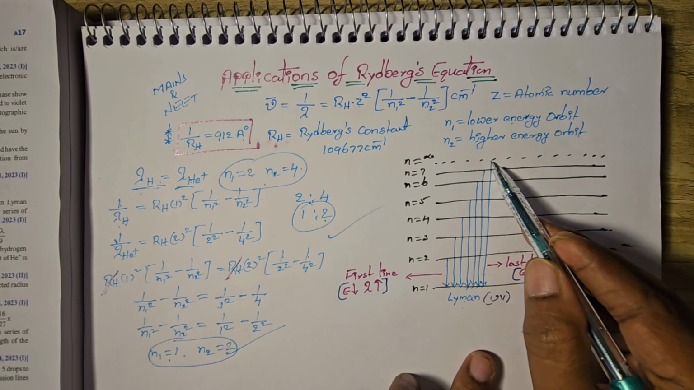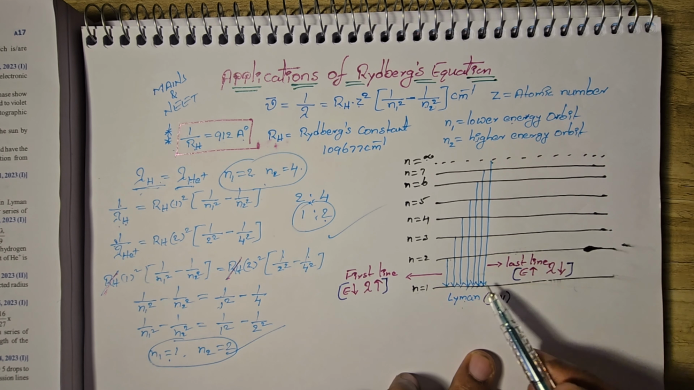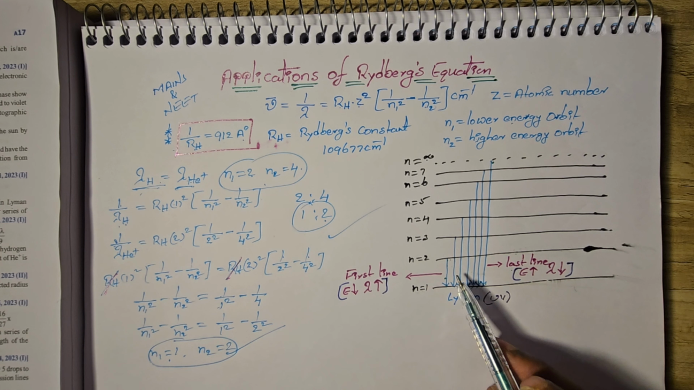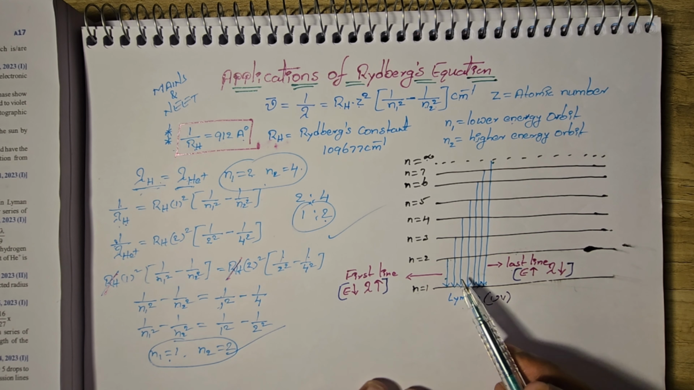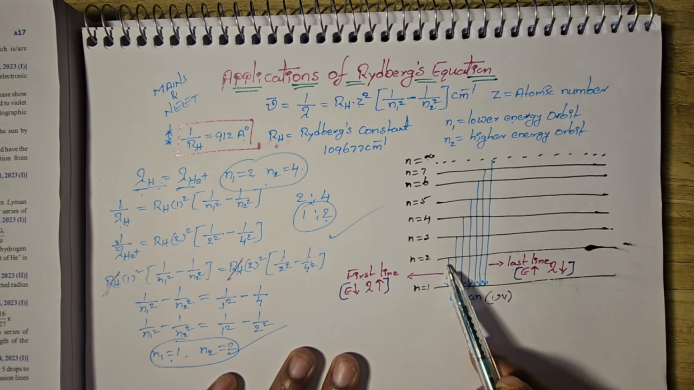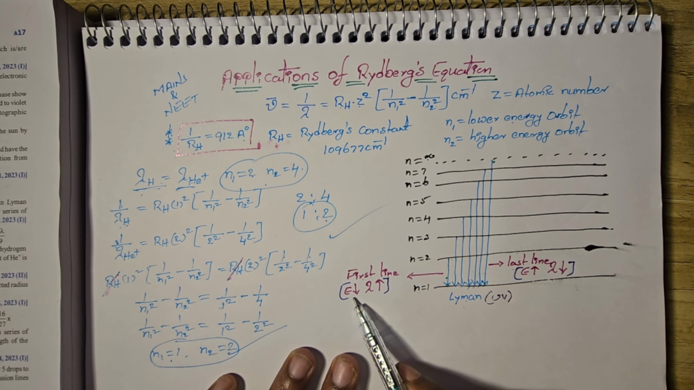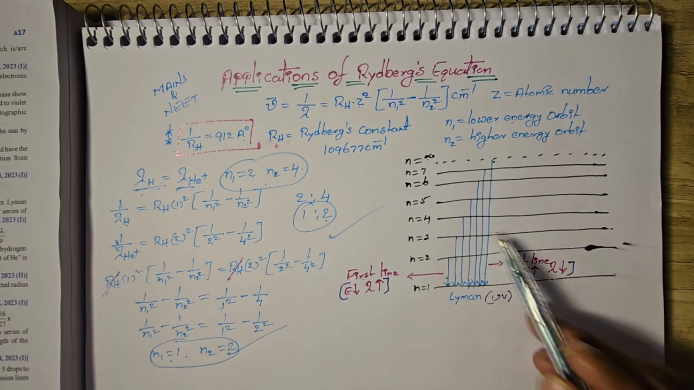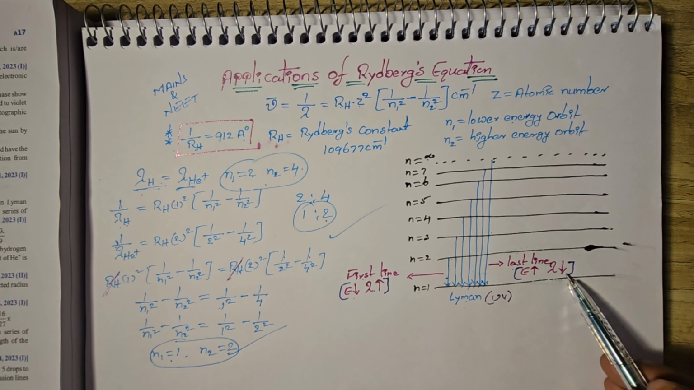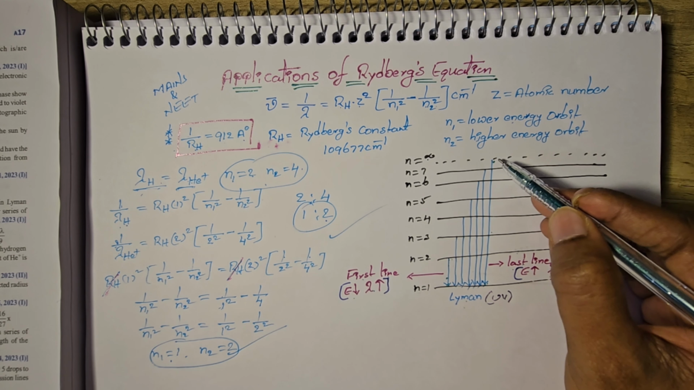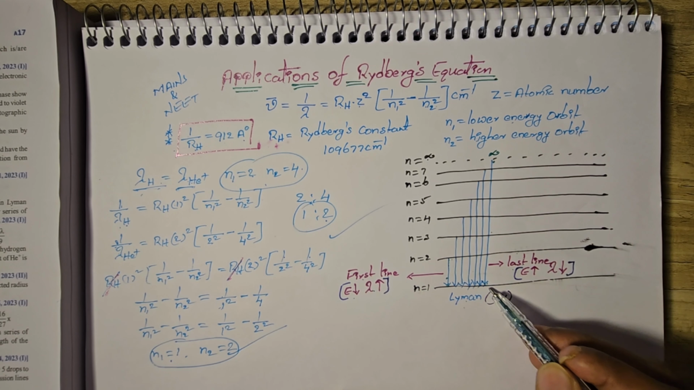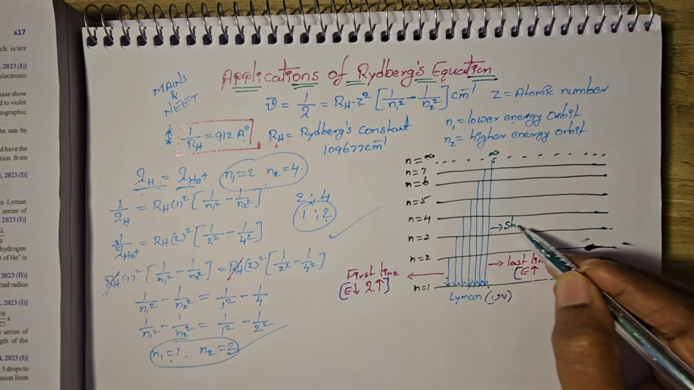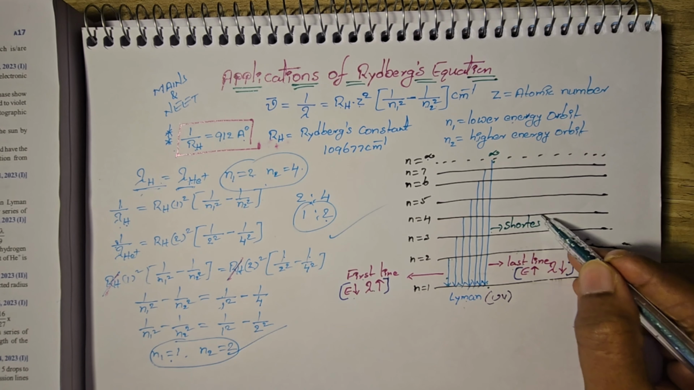The line that comes from the infinite orbit is the last line. Here this is the first line. This is the Lyman series, and the question is based on the Lyman series. For the first line, the energy gap is less, and energy gap less means wavelength is more. For the last line, the energy gap is more and wavelength is less. The electron coming from the infinite orbit to n equal to 1 gives the shortest wavelength. Remember this. This is the shortest wavelength.